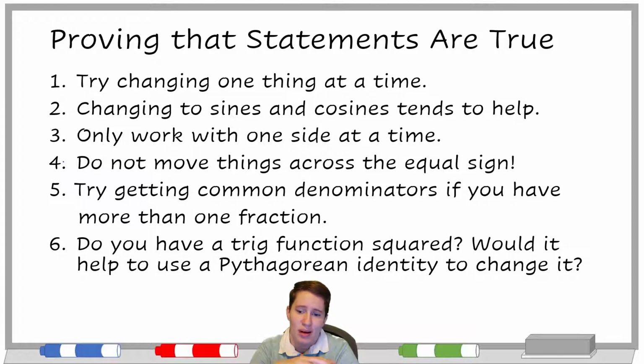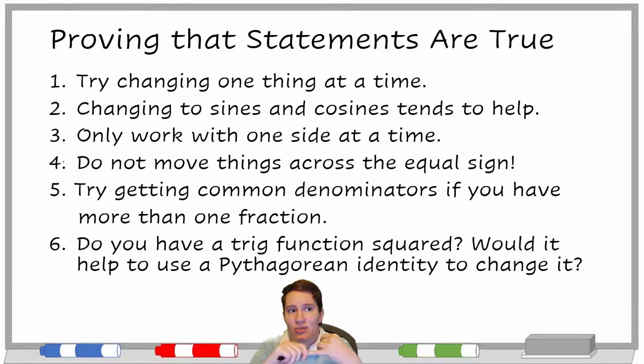5 says try getting common denominators if you have more than one fraction, which can be a little tricky to wrap your head around whenever you've got sines and cosines in your denominator, but that is one of our key strategies. And then 6 is new because of the Pythagorean identities: do we have a trig function squared? Would it help to use a Pythagorean identity to change it? The way you know it would help is if it right away makes things simpler, like you're able to take 1 plus tangent squared and change it to secant squared. That's simpler.